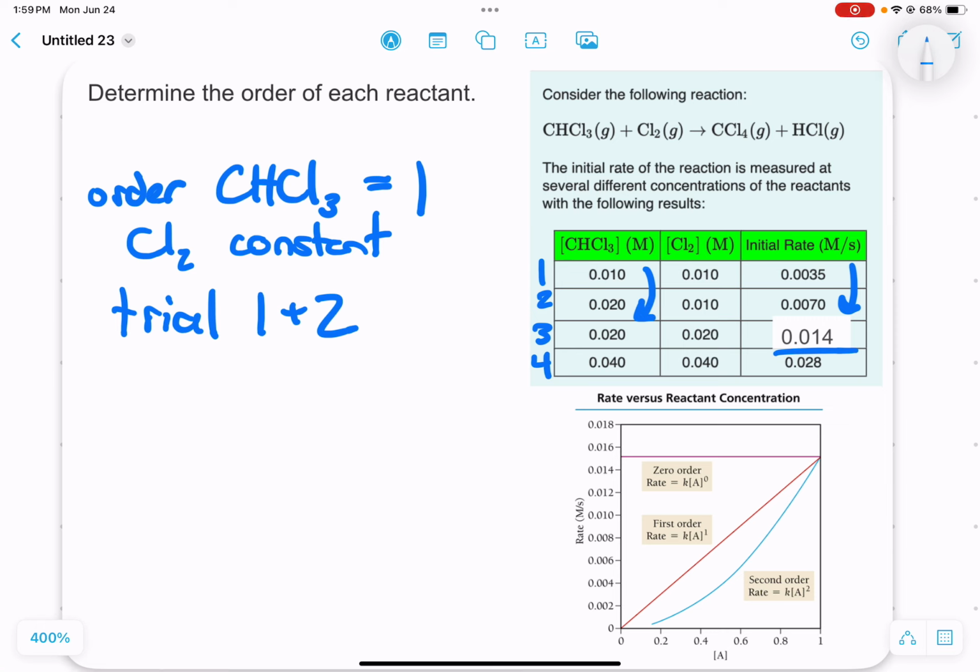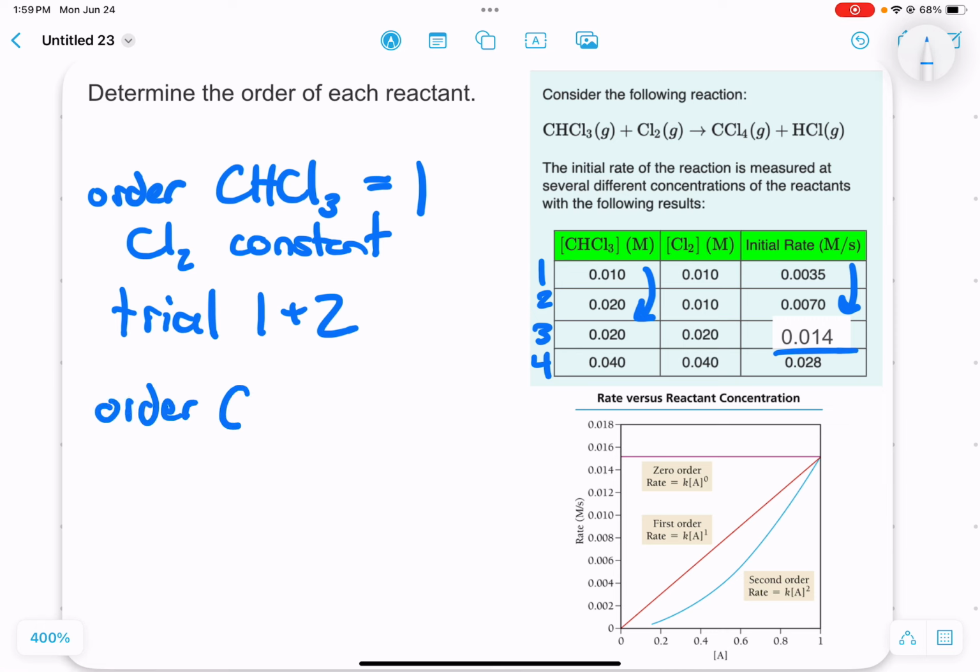If the change in the concentration has the same effect on the rate, so double the concentration, double the rate, then that's first order. And if it has an exponential relationship where you double the concentration and quadruple the rate, then that's second order. So in this instance, the CHCl3 order is 1.